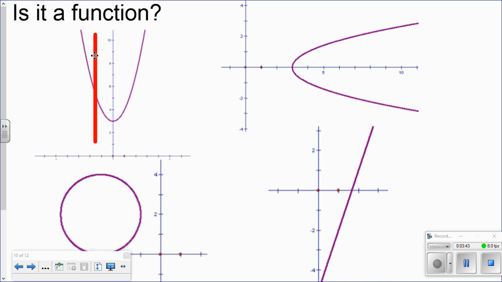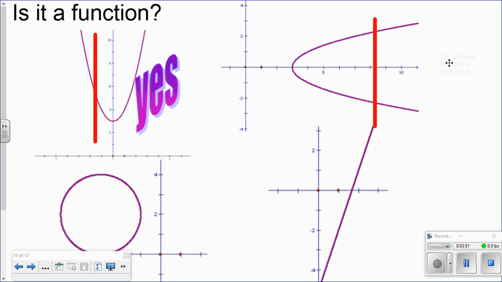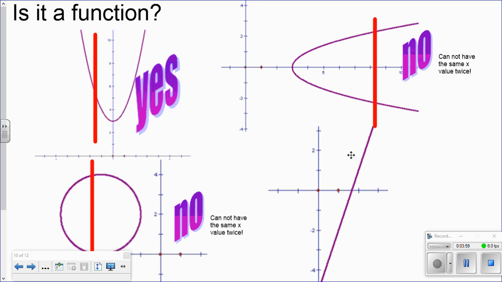Looking at this graph, is this a function? Well, let's draw a vertical line. Yes, it's a function. How about this one over here? Let's draw a vertical line. Function? No. This one, drawing our vertical line. Function? No. And this last one, it's linear. Draw a vertical line. Yes, it is a function.